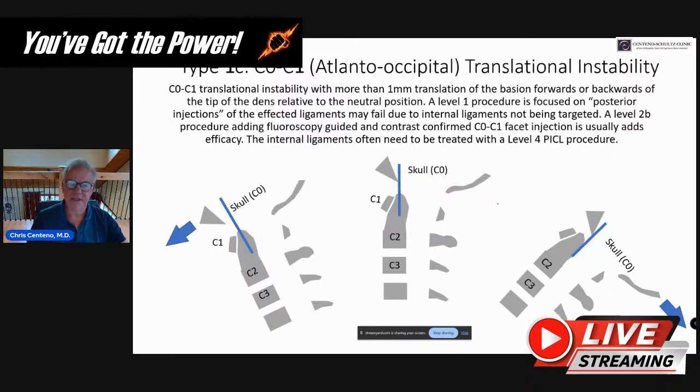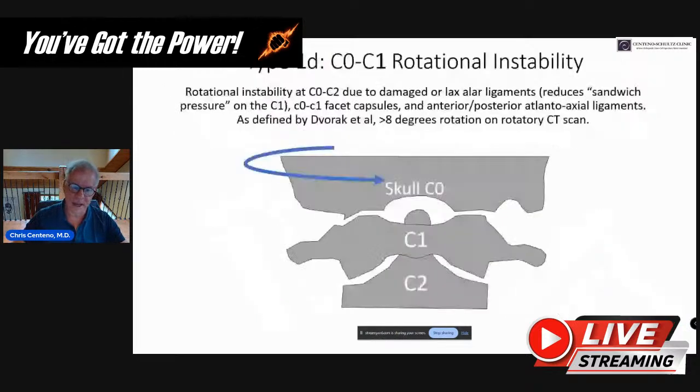And then finally, this C0, C1 rotational instability, or type 1D, is also going to be involved here, right? Because this ligament is going from here up that way and here up that way. And as you might notice, that's going to prevent the skull from rotating. The other ligament that's also highly involved in that would be the lateral AO ligament. The lateral AO ligament we can hit posteriorly. This one we can't.